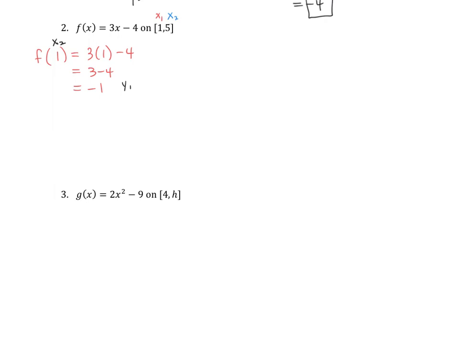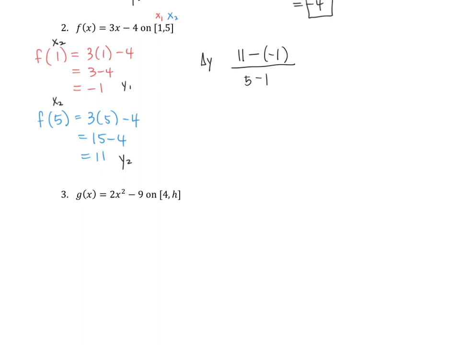Okay. Now I want to do the same thing for the other point. So f of 5. So this is x2. I'm going to have 3 times 5 minus 4. So that's going to be 15 minus 4, which is 11. So that is y2, since this was x2. Now I just need to find the average rate of change. So the difference in the y values over the difference in the x values. So 11 minus a negative 1 over 5 minus 1.